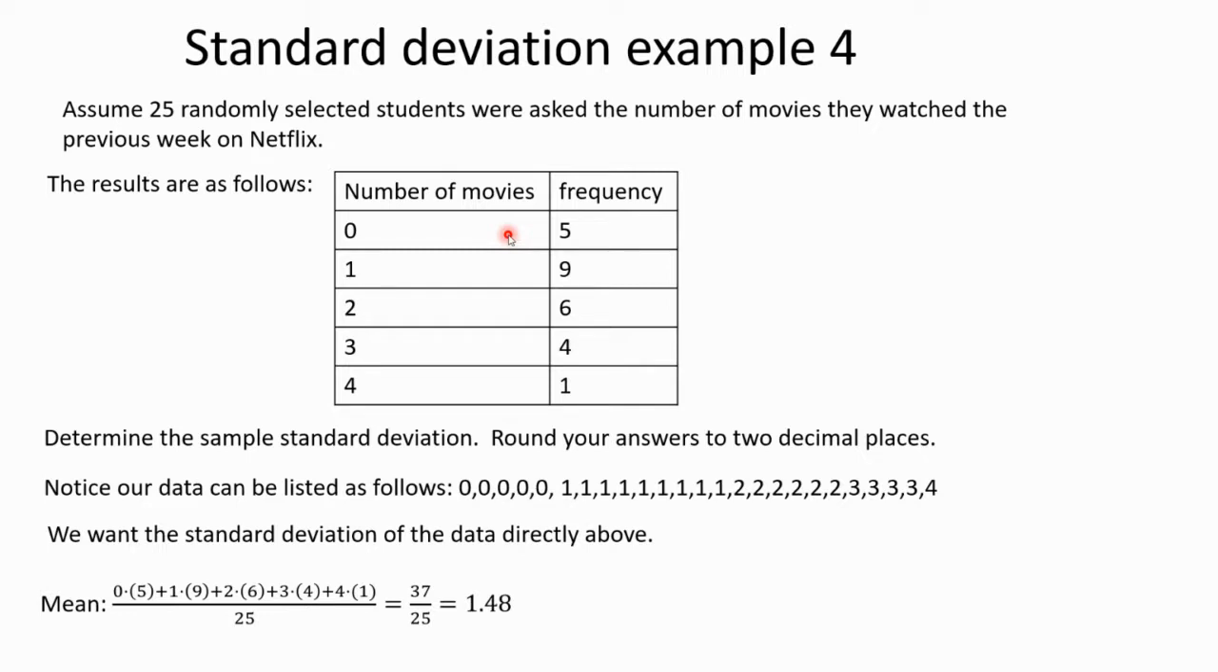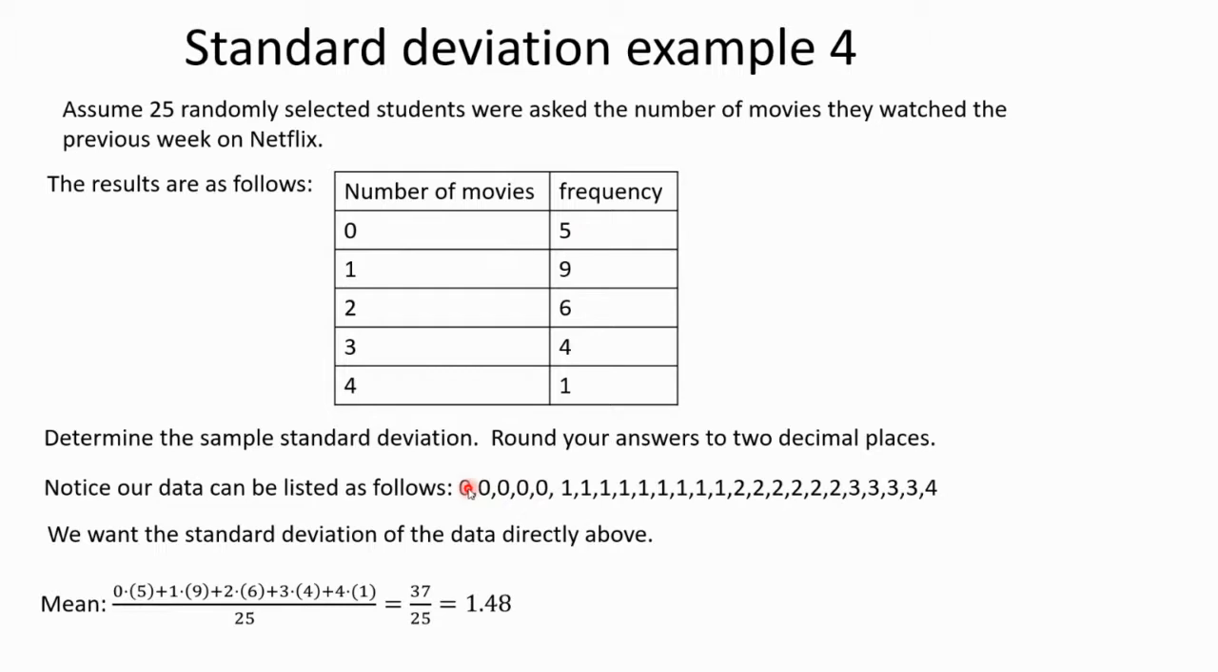Let's get the mean. It's just like before. You take each data value, multiply it by the frequency, and add up the products. If you were to list this data out, you would have 0 listed 5 times, 1 listed 9 times, 2 listed 6 times, and so on. For the mean, you would add up all these data values.